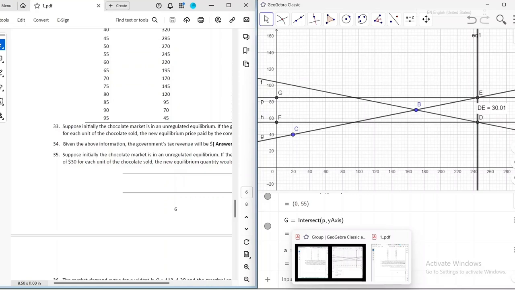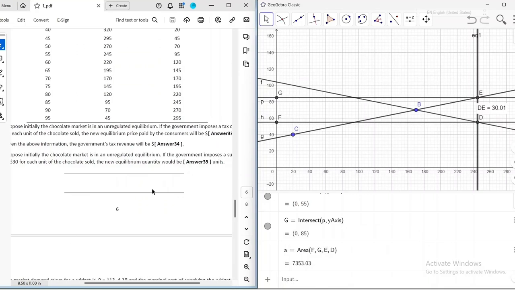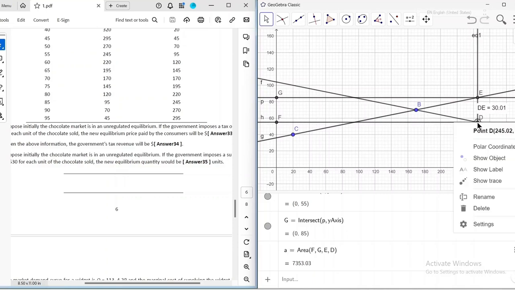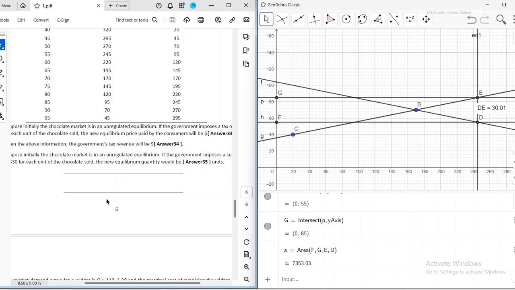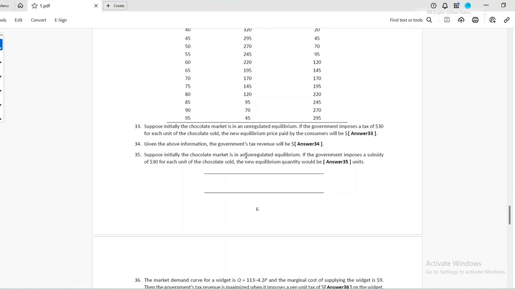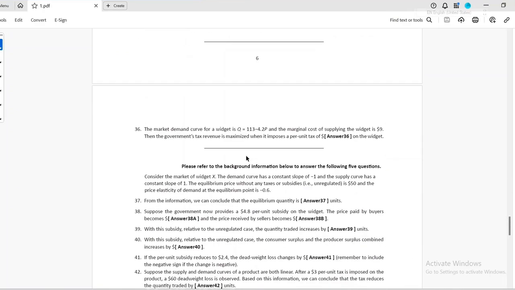Now, okay, so what is the equilibrium quantity? So when you right click on this point, you can see that the equilibrium quantity is 245.02. If this is exactly 30, then you'll see the quantity is 245. Okay, so it doesn't matter. It is just a very minor difference. Okay, so let's move on to the next question.